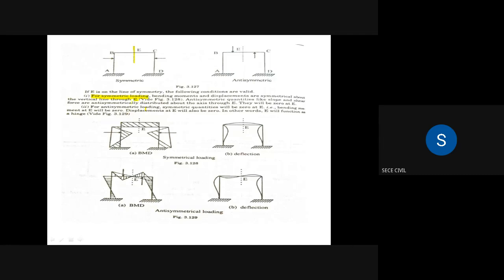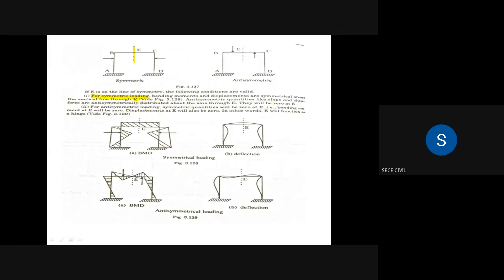We are choosing one point for cutting the frame. Normally we take the center point only. So here E is the center point. At that point the line of symmetry also will act. So for a line of symmetry and symmetric loading conditions, the bending moments and displacements are symmetrical about the vertical line through E.